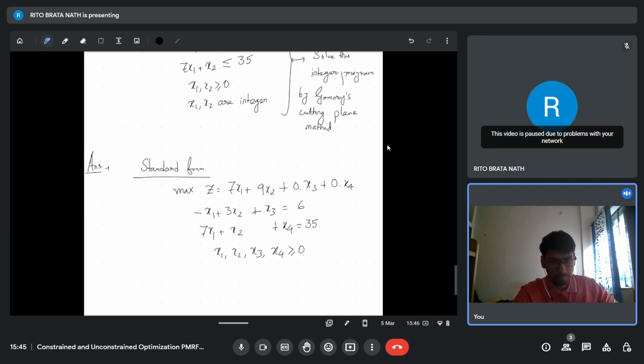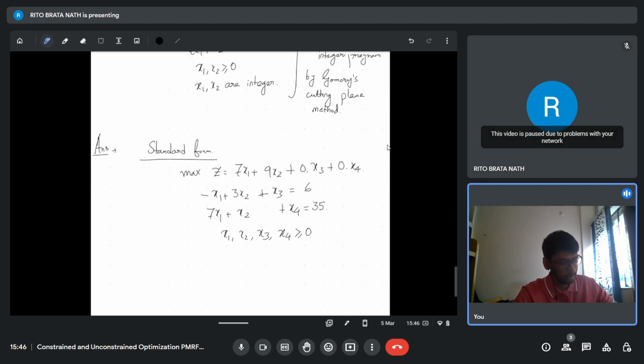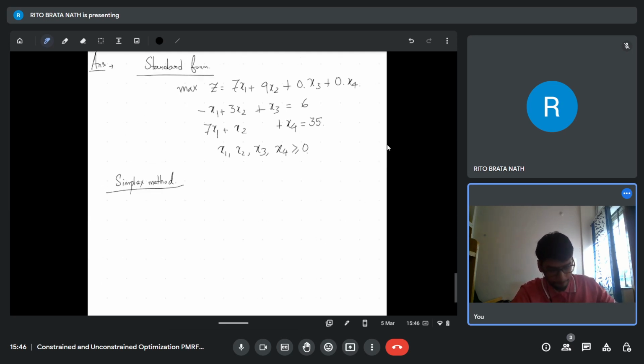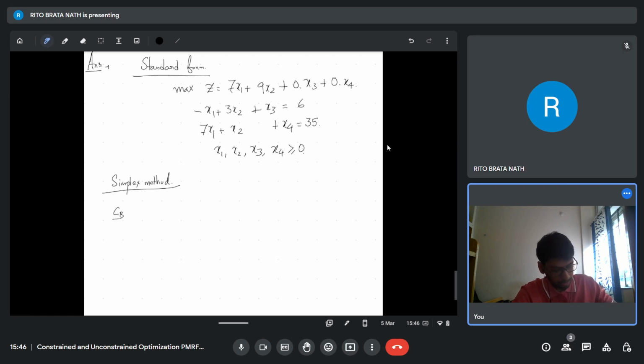So here, what you can do, let's do that. Again, you can use the simplex method since the right hand sides are positive anyway. And to begin with, you can construct this tableau. So you are familiar with this.